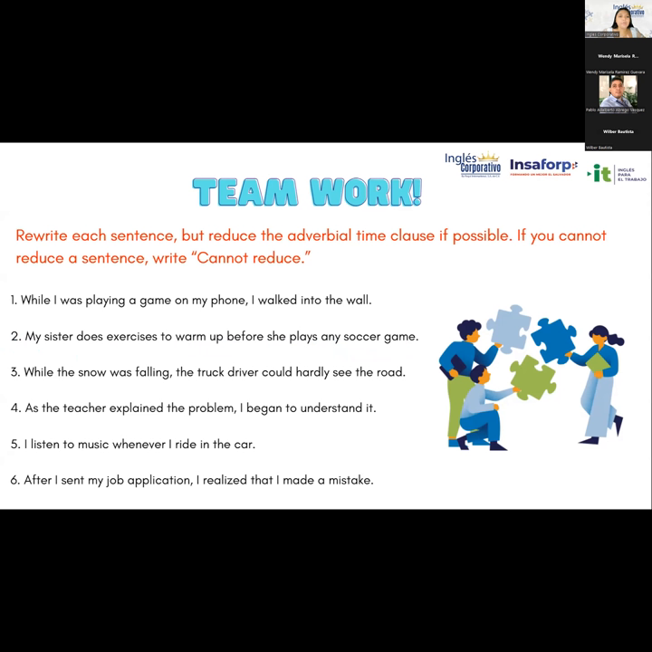Okay. ¿Qué ve diferente en la número dos? Ah, que empieza con, perdón, my sister does. Muy bien. Y en la otra, mira, aquí tenemos before she plays. Correct. Entonces, ¿cuál es la oración que debemos de modificar? Before she plays a soccer game. ¿Y cómo sería entonces?